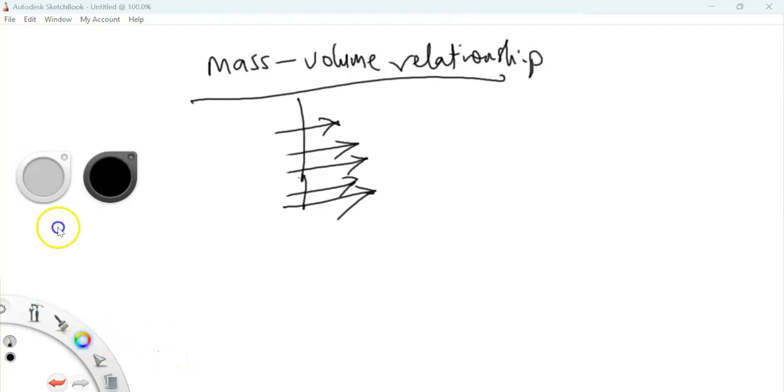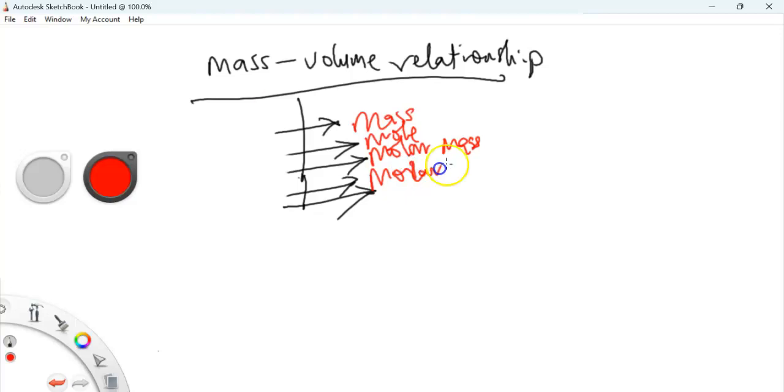Take note of it. So the first one is mass. The second one is mole. Third one is molar mass. Then the fourth one is molar volume.